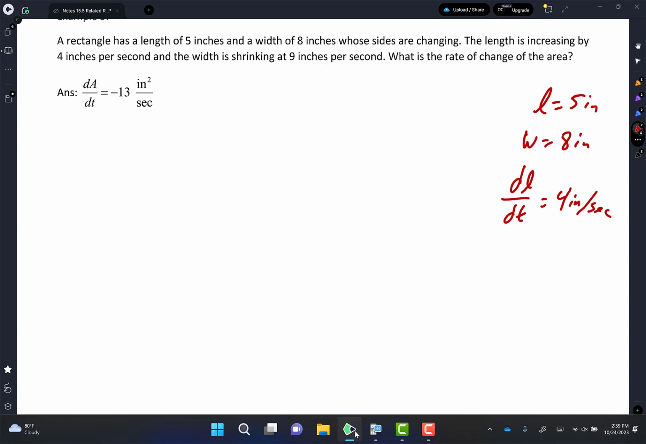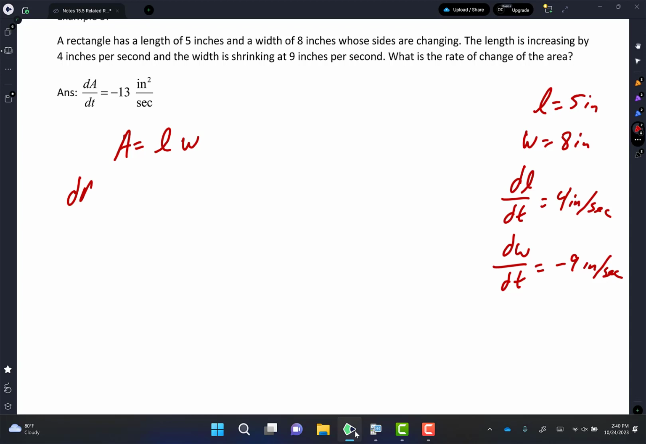And the width is shrinking at 9 inches per second. So what is that? dw dt, and it's negative 9 inches per second. Good job. What is the rate of change of the area? Well, how do I get the area of a rectangle? So write that down. Area equals length times width. So what rule do I have to use here? Product. So here we go.